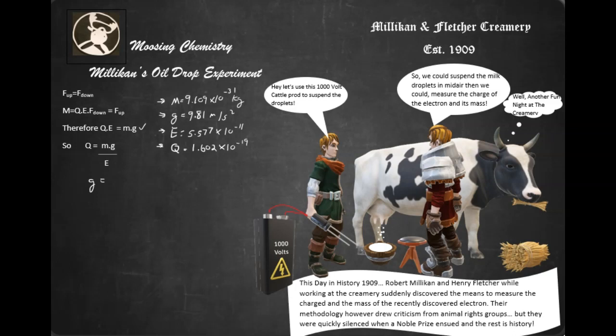G equals Q times E over M, right? So gravity equals the Coulomb, 1.602 times 10 to the negative 19, times our electrical field, 5.577 times 10 to the negative 11, divided by our mass of an electron, which is going to be 9.109 times 10 to the negative 31.